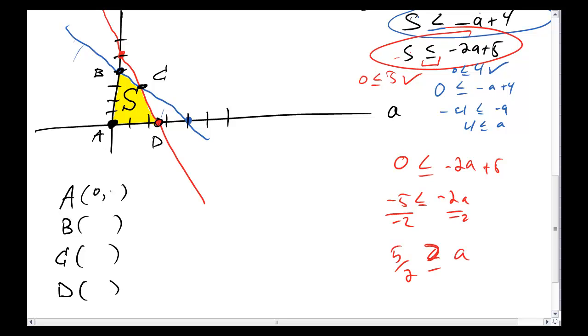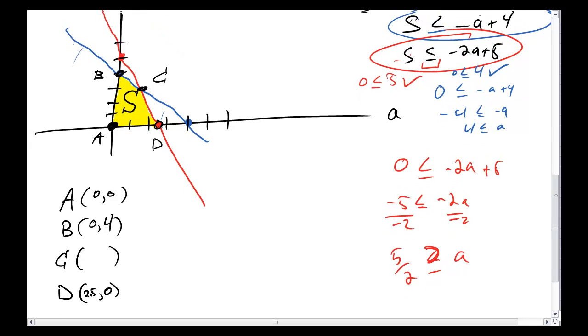A is super easy. That's the origin, 0, 0. B the same way. The x is 0 for B, and the y is up there at 4. For C, that's where these two lines cross. I'm going to have to do some algebra to figure that out. But for D, it's right here. We knew what that was. That was the point 2.5. So I have 2.5 for my x and 0 for my y value.